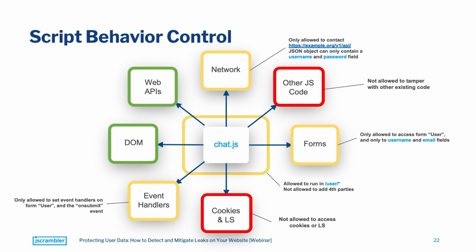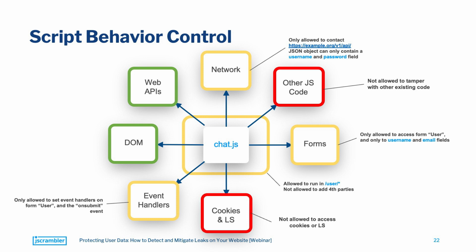So in this slide, I tried to portray just how much control we get from script fencing. By sandboxing our live chat scripts, we can set a rule that only allows it to run on the user page and prevents it from adding fourth-party code. Then we can go one by one in each client-side dimension. First, we can prevent this script from tampering with other JavaScript code on our website as a general rule. When it comes to forms, we can allow it to only access a specific form and only the username and email fields. We can also prevent it from accessing any cookies and the user's local storage.